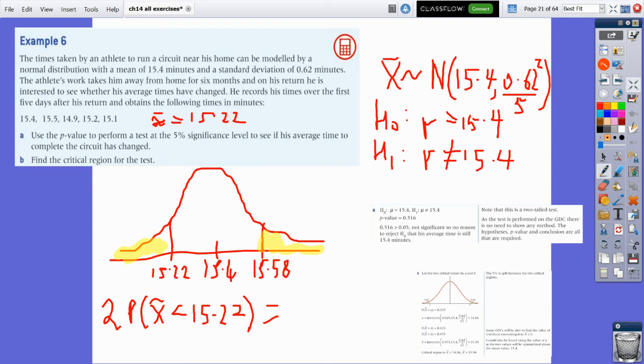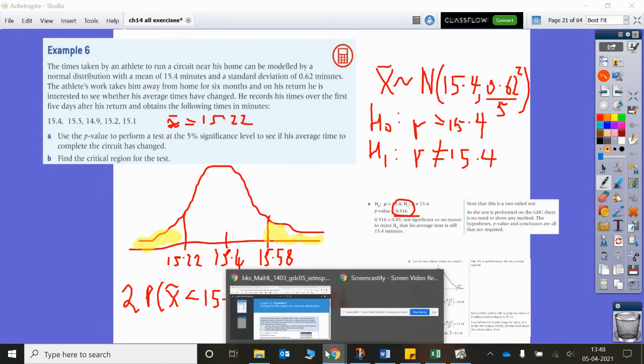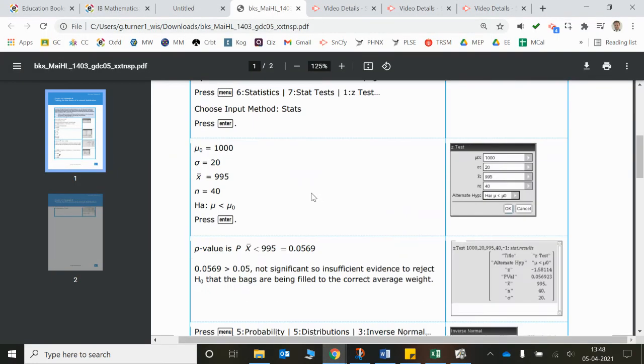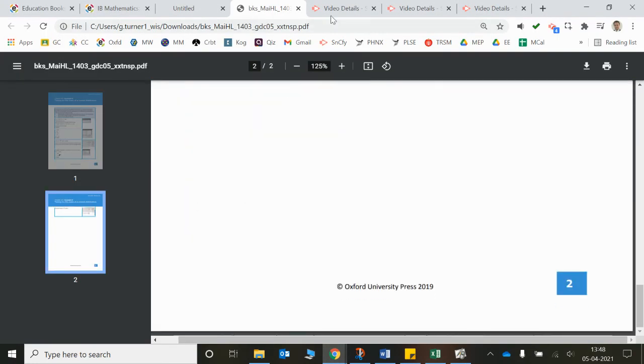So let's do times by 2, and we're getting there 0.51622 something or other. And there we go, we can see that verifies with this method here using the p-value. Okay, let's have a look at how they do that then in the book, because I think they're doing that for a t-test on this one as well.